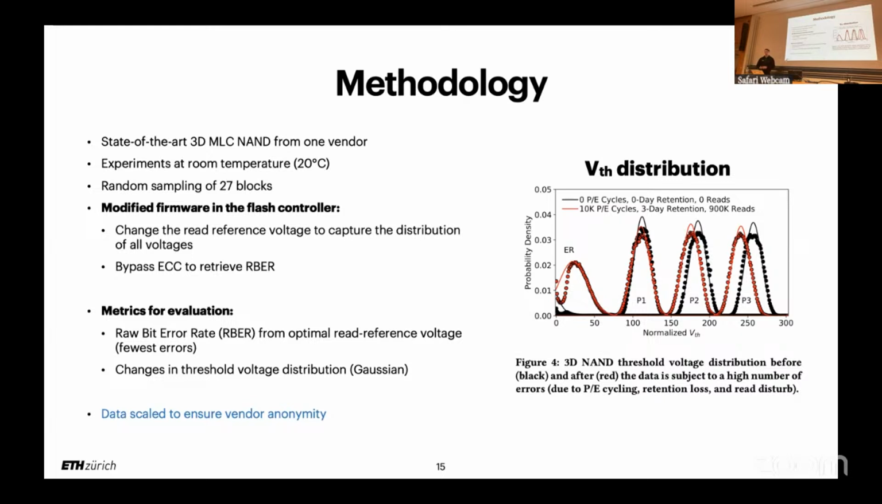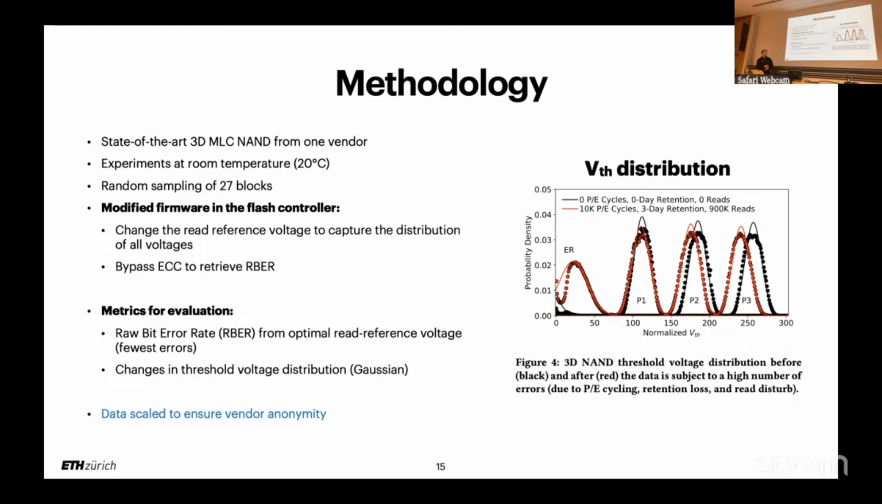They do this by modifying the firmware in the flash controller, and this allows them to change the read reference voltage in certain increments, and this allows them to discover the distribution that we mentioned previously of the actual threshold voltage of each cell. Then also using this modified firmware, they can bypass ECC and get the raw bit error rate, which is just the error rate without ECC correction. And this is exactly what they use to characterize these error sources.